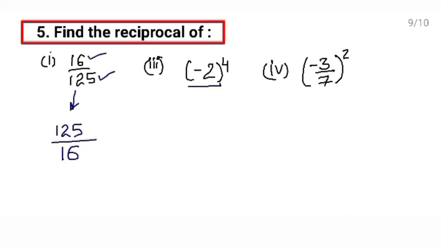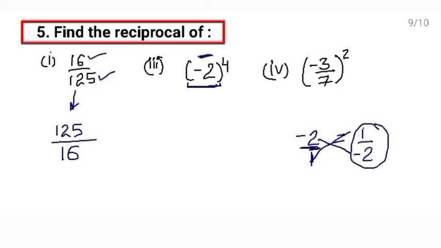Now for the reciprocal of this, you will write the reciprocal of the base. Reciprocal of the base, here it is -2. Its reciprocal will be 1 upon -2. Why? Because the denominator is not given here, so we can assume it 1. Right? Now the denominator will become the numerator and the numerator will become the denominator. So the reciprocal of the base -2 will be 1 upon -2 and the power will be 4. So this is the reciprocal of -2 raised to the power 4.